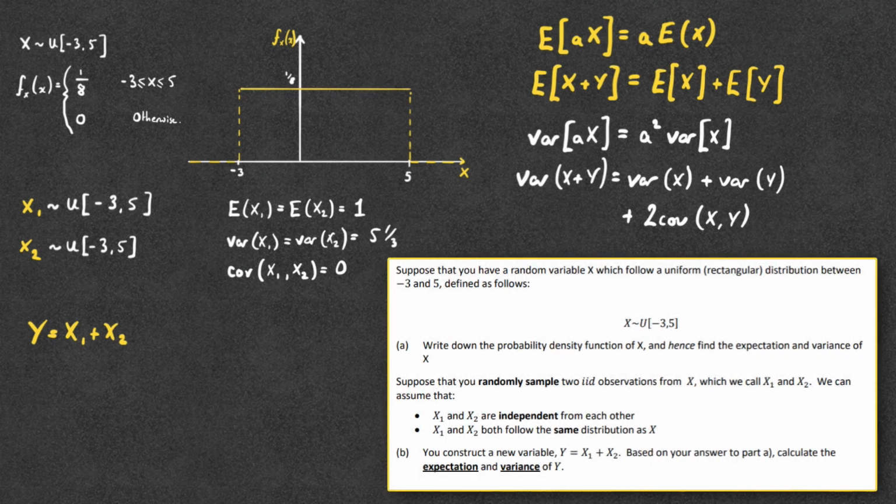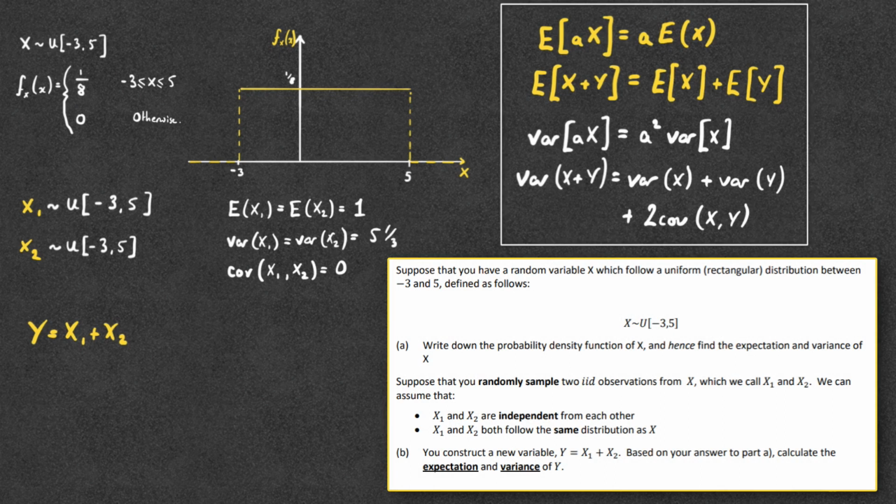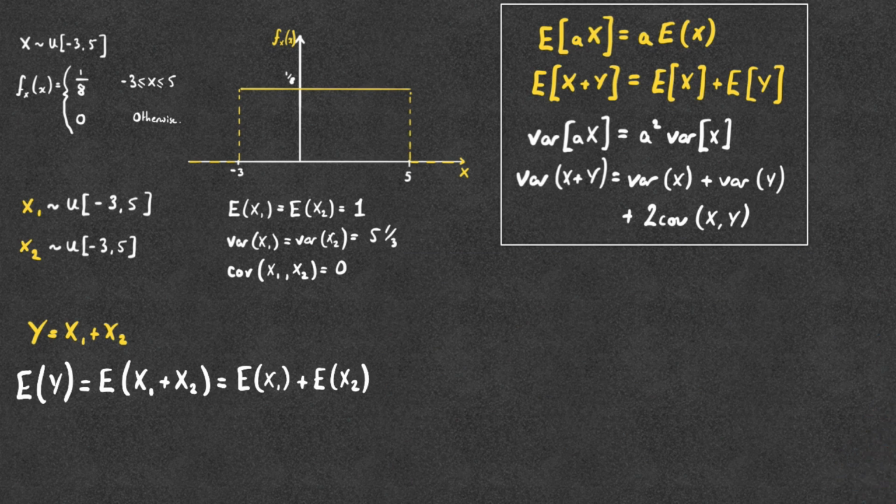So in this case, we've constructed a variable y which is equal to the sum of x1 and x2. Using our rules, we can write down that the expectation of y is just equal to the expectation of our observations x1 plus x2, which is going to be equal to the expectation of x1 plus the expectation of x2, but we know that the expectation of x1 and x2 are just equal to 1, so this is going to be equal to 1 plus 1 is equal to 2.